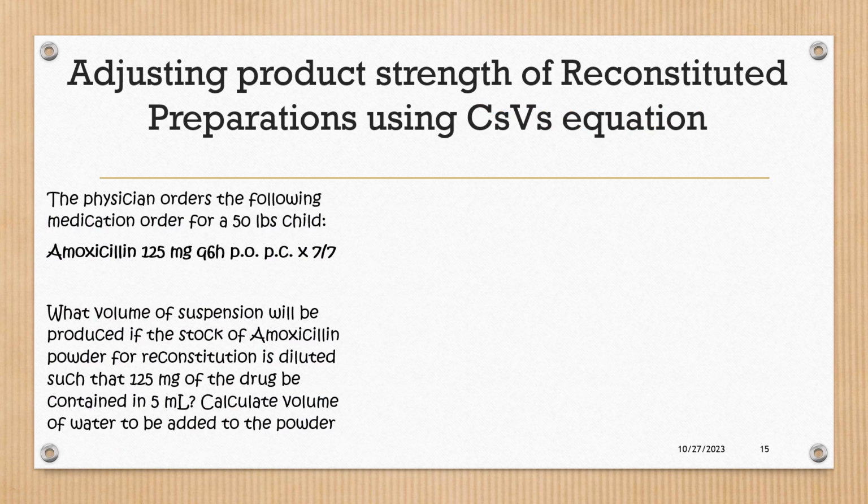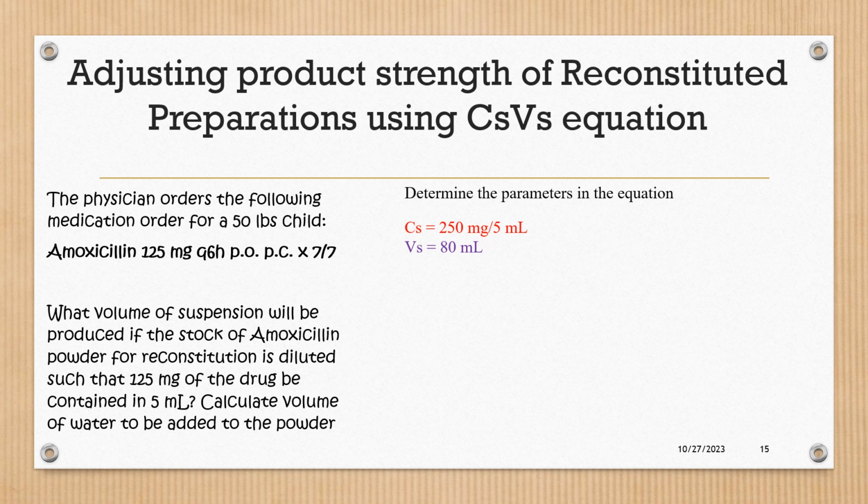Now let's take a look at what the parameters are for the CsVs equals CdVd equation. I hope you came up with this correctly. In terms of the concentration and volume of your stock, concentration is 250 milligrams per 5 mL. Because recall what we had was that antibiotic with 250 milligram per 5 mL, and we want to reconstitute it to 80 mL.